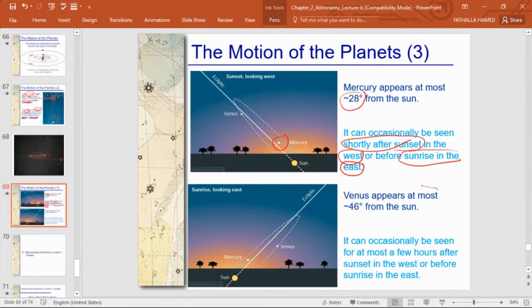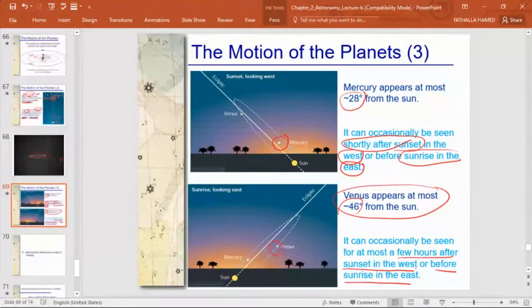Venus, on the other hand, makes an angle of 46 degrees. It's here. And it can be seen a few hours after sunset in the west in some seasons, and before sunrise in the east, depending on the seasons.